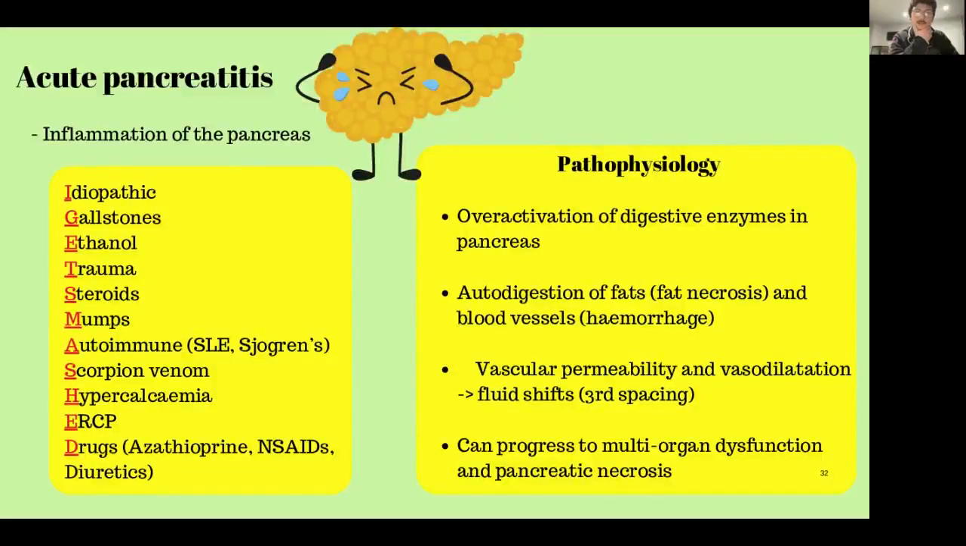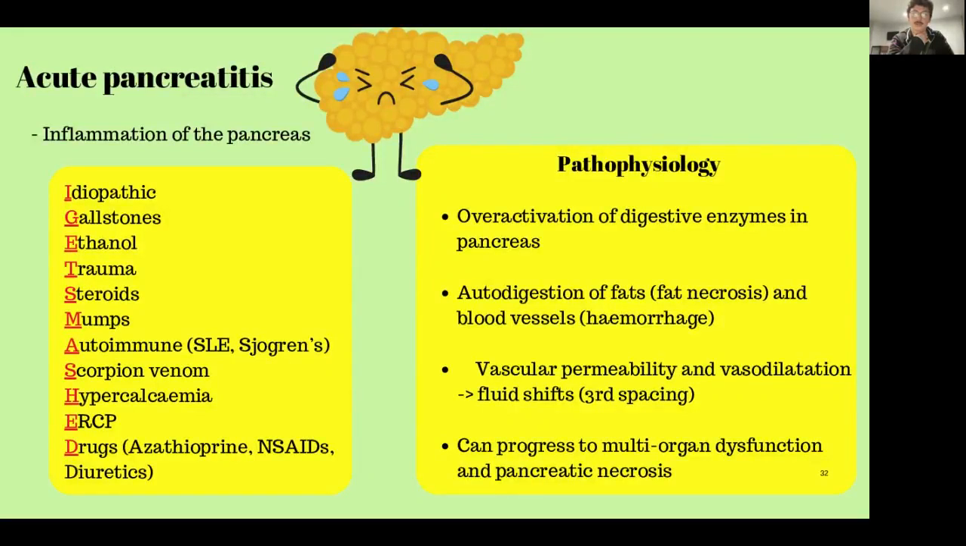So moving on to acute pancreatitis. There's a really good acronym for the causes. I GET SMASHED. I'm not going to read all of them out, but probably the most common ones to know are the gallstones and the alcohol. By far the most common 2 causes. About 10% are idiopathic, I think, as well, so you don't really find the cause.